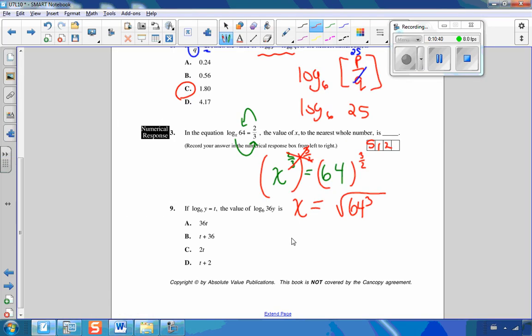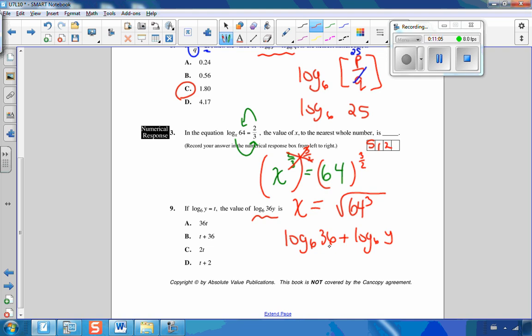Okay, so number 9. The value of log base 6 of y equals t. The value of log base 6 of 36y is what? Okay, so work on the bigger one that we have here. I've multiplied my arguments so I can separate them into two different logs by adding. So this will be log base 6 of 36 plus log base 6 of y.